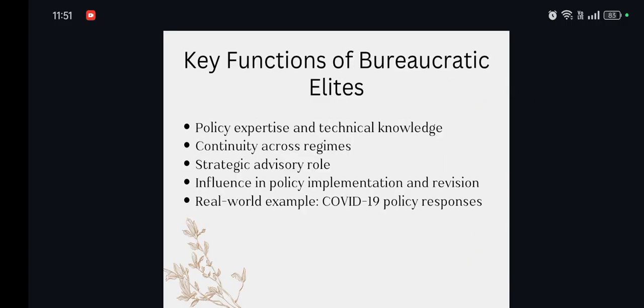Bureaucratic elites contribute at multiple stages. They provide expert advice based on technical knowledge. They ensure continuity across different political governments, offering stability. They serve in an advisory capacity, conducting research, drafting policies, and coordinating with other agencies. Lastly, even during implementation, they influence outcomes through on ground adjustments, creating a feedback loop for further policy improvements. For example, during the COVID 19 pandemic, bureaucrats across the world helped governments devise lockdowns, vaccine rollouts, and economic recovery plans.